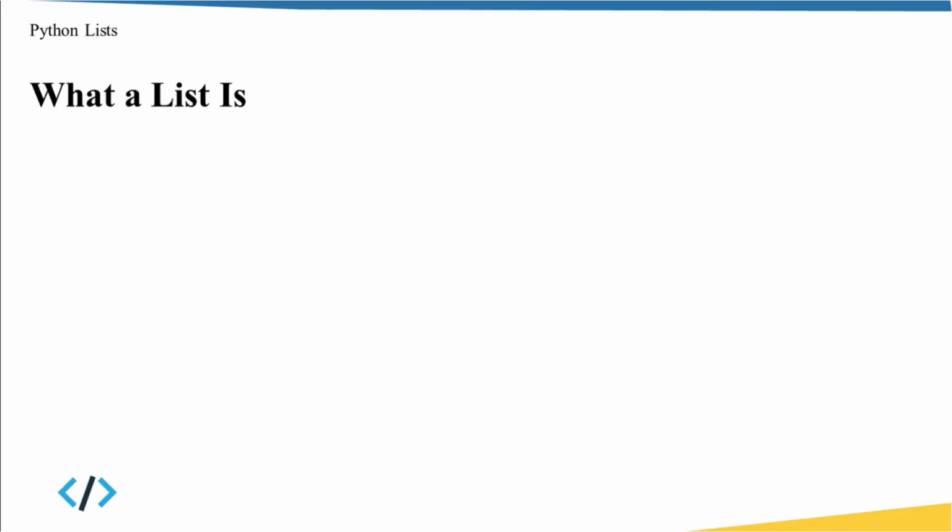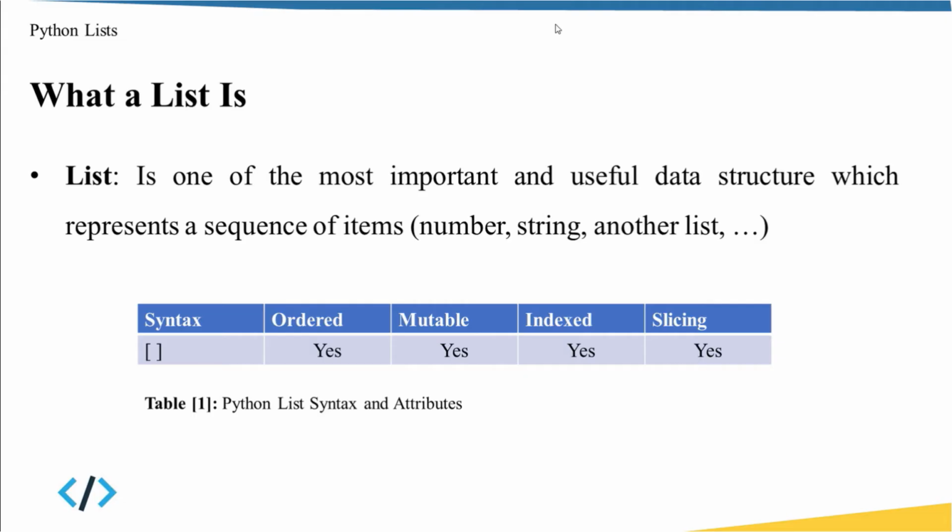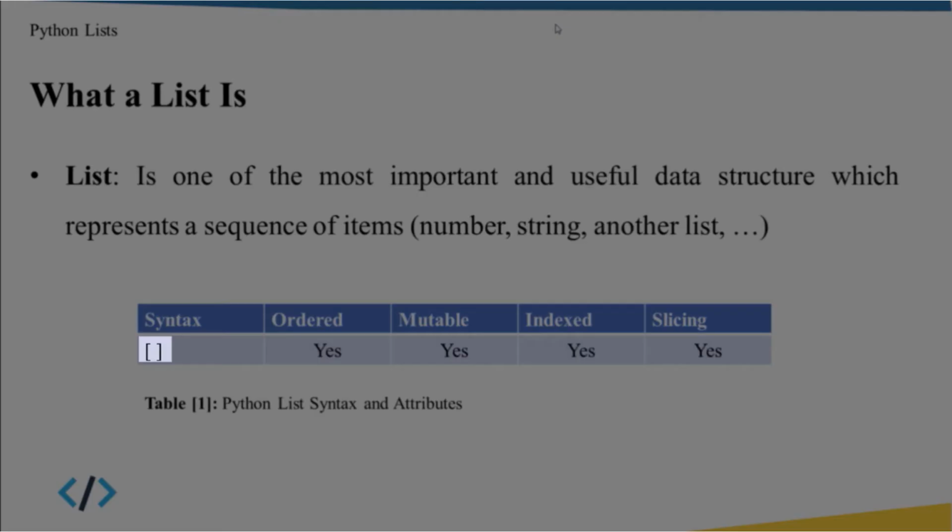First, let's define what a list is. List is one of the most important and useful data structures, which represents a sequence of items. And these items could be a number, a string, another list, or any other object supported in Python. To understand the Python list better, let's first see its attributes. First of all, the syntax. In order to create a list, we have to use square brackets.